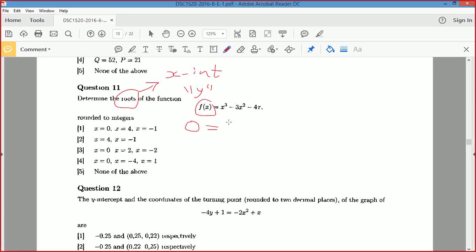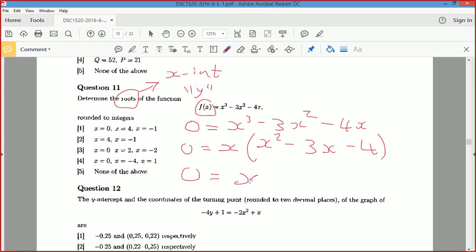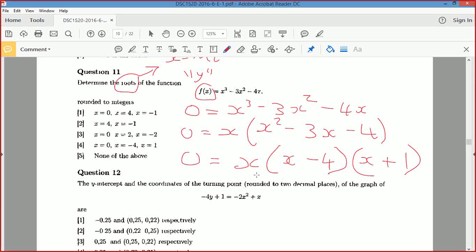So all I'm doing is just factorizing. Make the equation equal to 0 and factorize. Can I take out a common factor? Yes, x. Can I factorize that? Yes, I can. This is also an easy one. You've got minus 4 here. You want minus 3 in the middle, so minus 4 must be the bigger number. You'll have x and x, and then plus 1. So x is 0, x is 4, or x is minus 1.